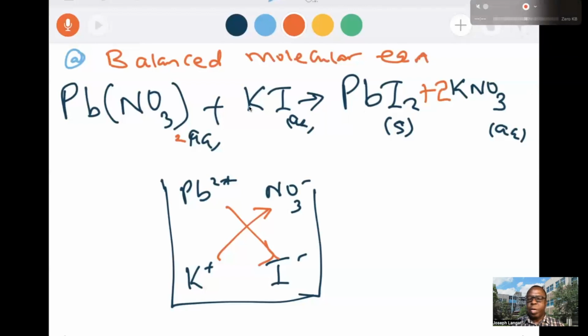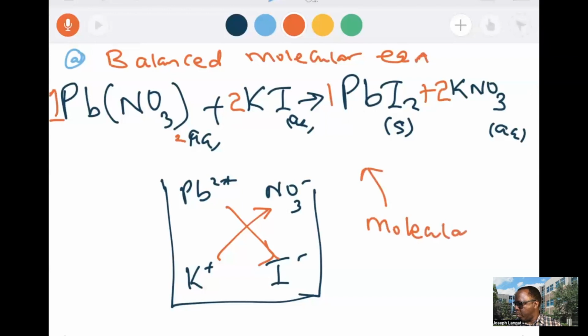Potassium, we have 2 there. And this is 1, so that's 2 to 1. 1, 2, and there is a 1 in front of lead iodide. We say that this equation is balanced. This is called the molecular equation.